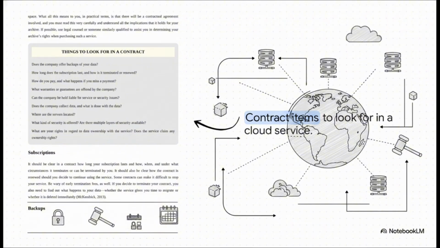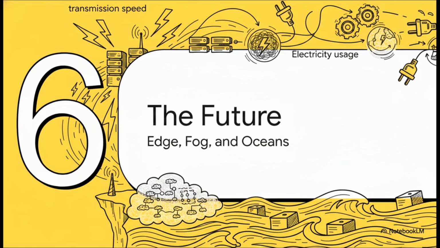When you're reviewing a contract, one absolutely crucial thing to look for is the server location checkbox. Sure, check for subscription lengths, payment penalties, and backup guarantees. But the physical location of the server determines which country's laws apply to your data. A server located in another country subjects your archive's sensitive digital records to that specific country's legal jurisdiction. That is a massive consideration you've got to run by your legal counsel.